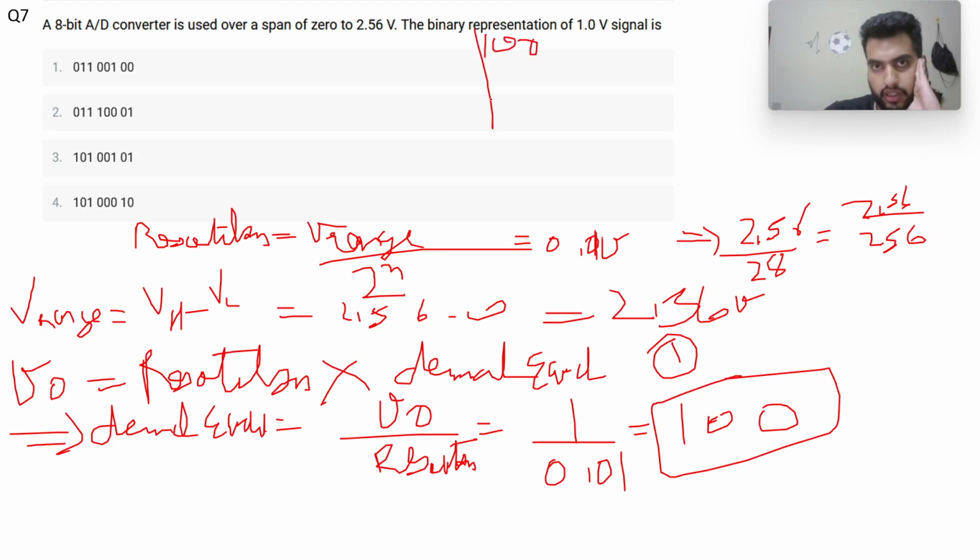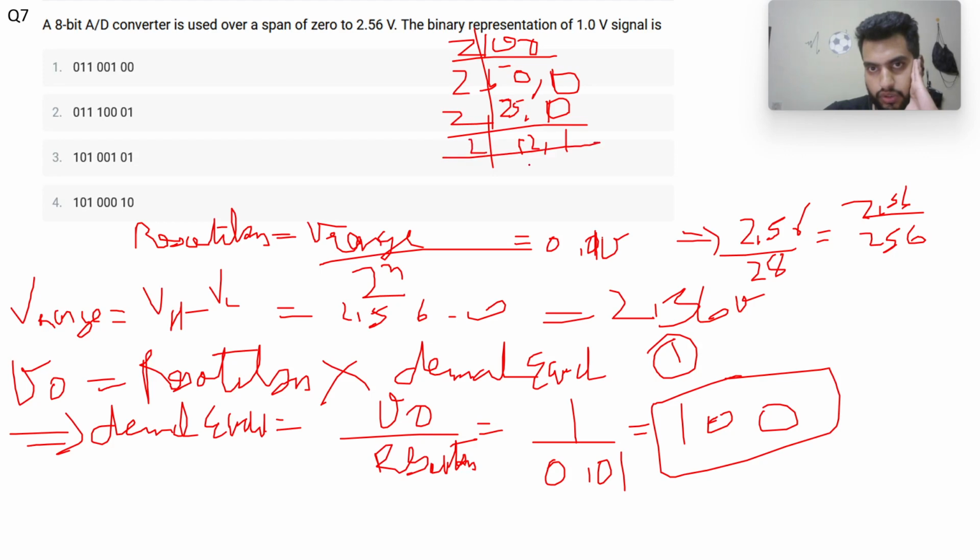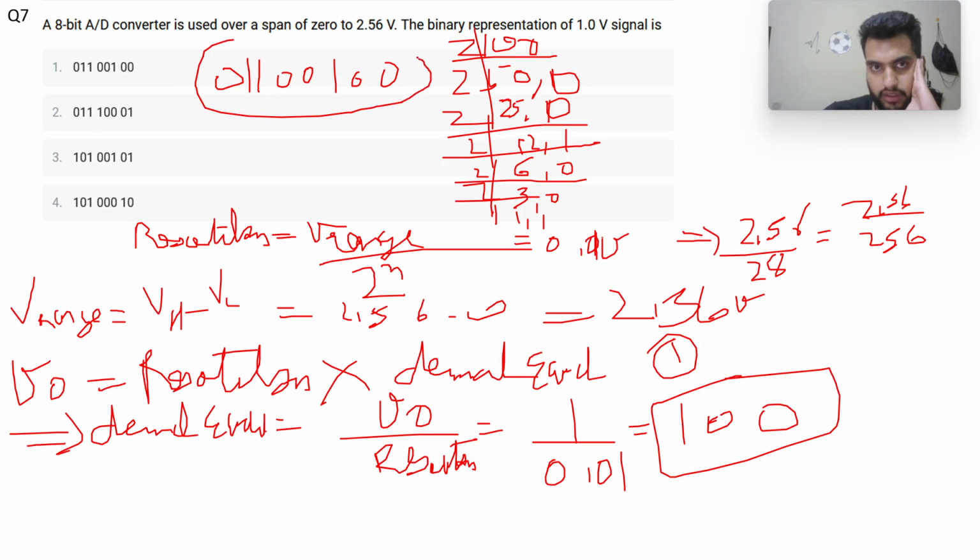So the binary of 100 will be 1, 1, 0, 0, 1, 0, 0. And for the 8 bits you can write a 0 in front. So it's 0, 1, 1, 0, 0, 1, 0, 0. That is option 1.